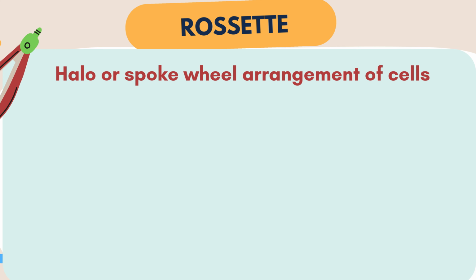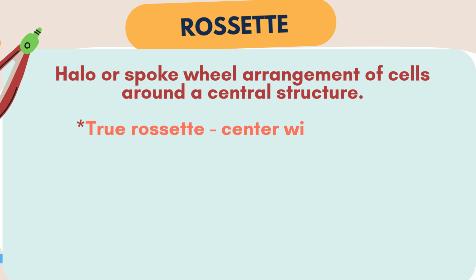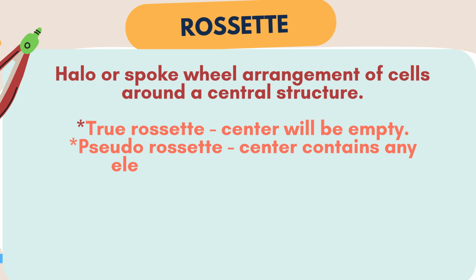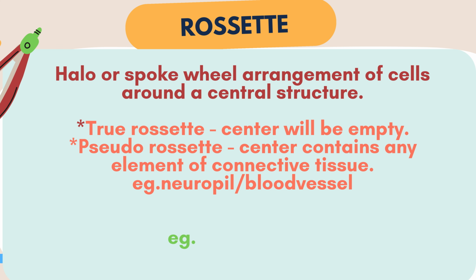Next interesting pattern is the rosettes. Rosettes are nothing but halo or spoke wheel arrangement of cells around a central structure. Depending on the central structure, it is classified as true or pseudo-rosettes. In true rosettes, the centers will be empty. In pseudo-rosettes, the center can contain any connective tissue structure like blood vessel or neuropil.